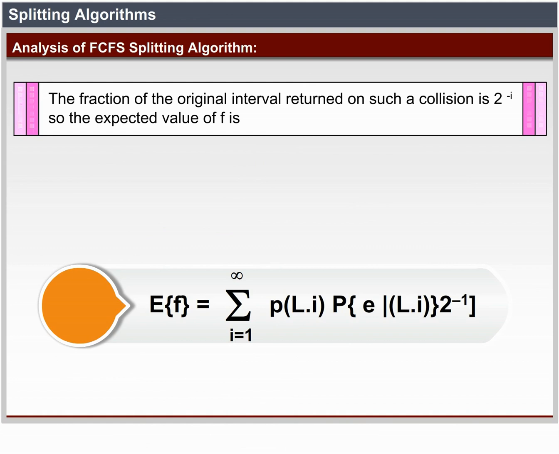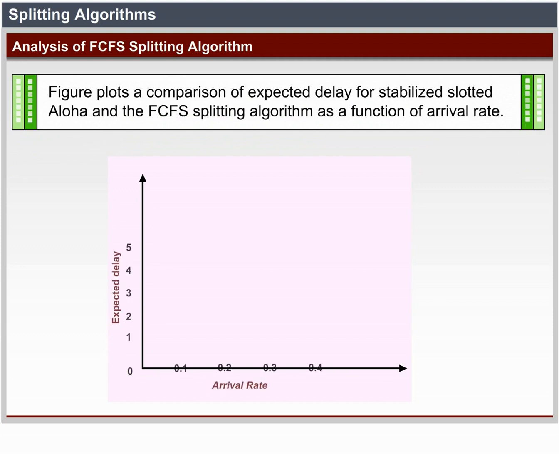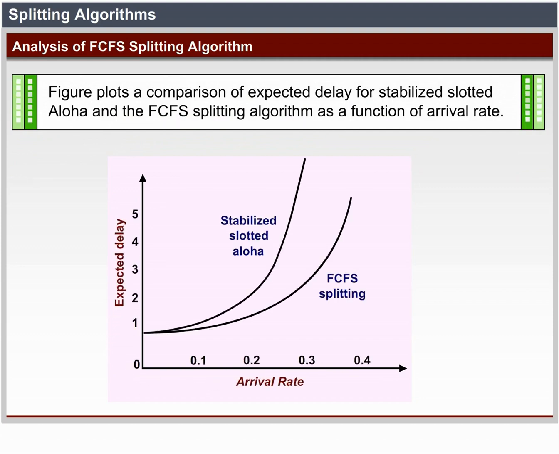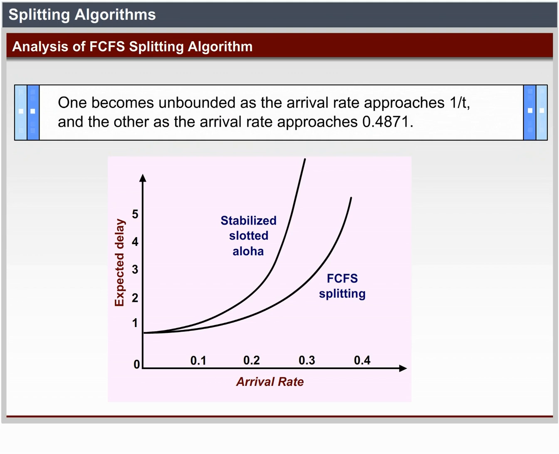The figure plots a comparison of expected delay for stabilized slotted Aloha and the FCFS splitting algorithm as a function of arrival rate. One becomes unbounded as the arrival rate approaches 1/e and the other as the arrival rate approaches 0.4871.